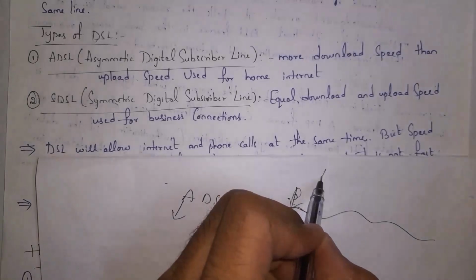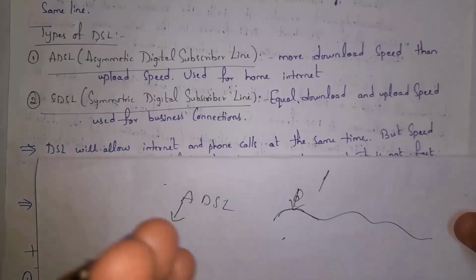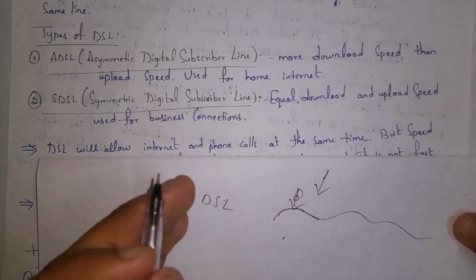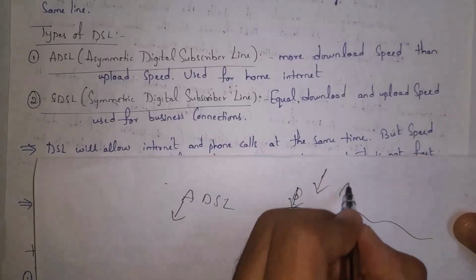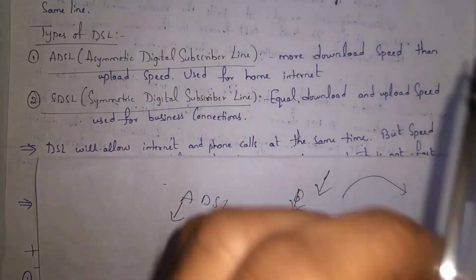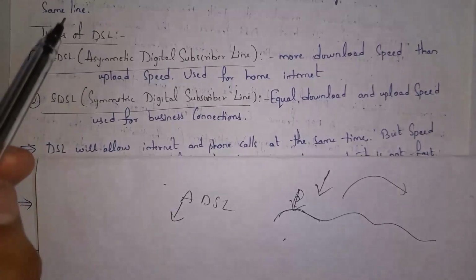Guys, whatever the internet we are using in our house, that internet is ADSL, that is asymmetric digital subscriber line. For example, by using my Airtel internet, I want to download a movie. So simply within 10 minutes, I can download the movie. For example, I want to upload a movie to the internet. So it will take a long time to upload the movie. So in ADSL, there is more download speed when compared to upload speed. Whatever the internet we are using in our house, we call that internet asymmetric digital subscriber line.